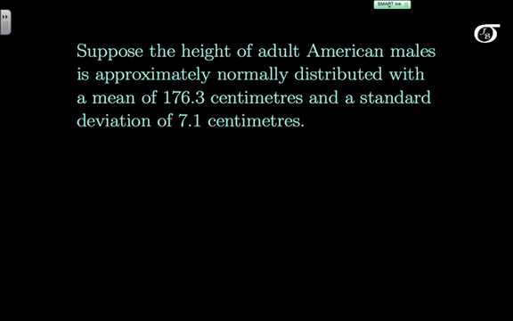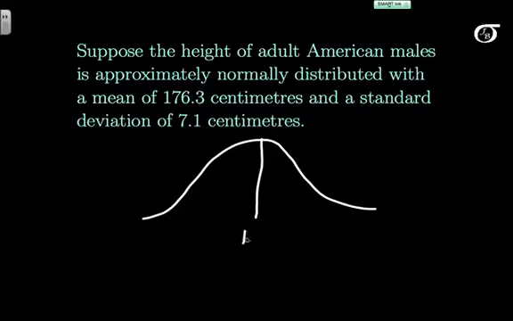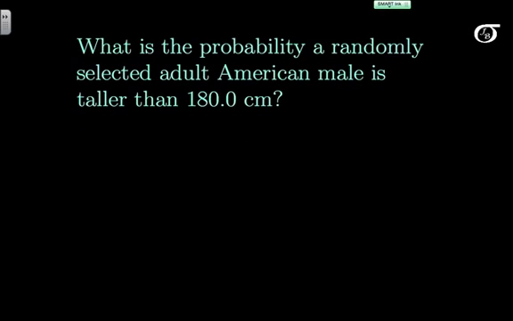Suppose the height of adult American males is approximately normally distributed with a mean of 176.3 centimeters and a standard deviation of 7.1 centimeters. Well, that distribution looks something like this. Normal distribution, right here in the middle is the mean and the median, because the mean and median are the same for the normal distribution. That's 176.3, and we have a standard deviation of 7.1 centimeters. And so we can use this distribution to do some probability calculations. For example, what is the probability a randomly selected adult American male is taller than 180.0 centimeters?